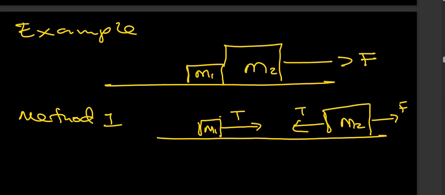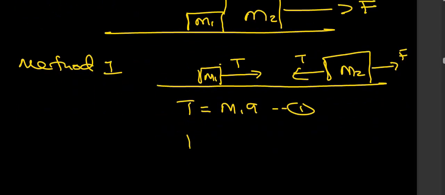There is tension in between these two guys. And tension is a force. So with respect to this first object, the tension that we are getting here will just be M1 and acceleration. That's the first equation. And the second one, we have the force. I'll still write the same thing, minus the tension, which is M2 and acceleration.